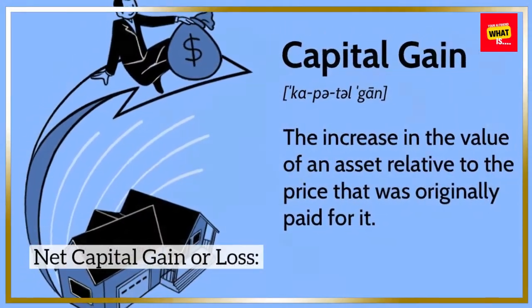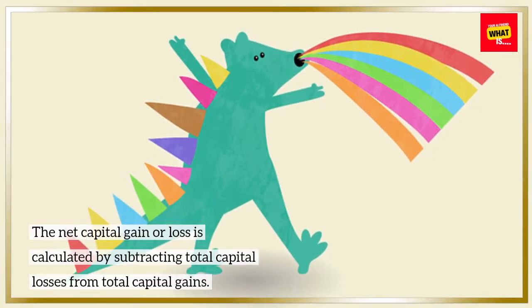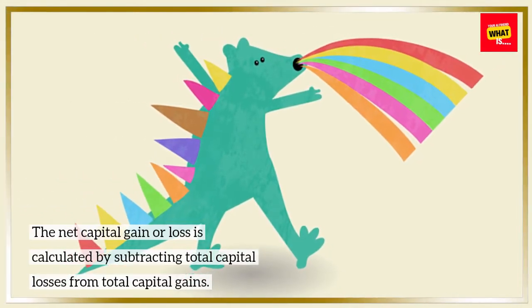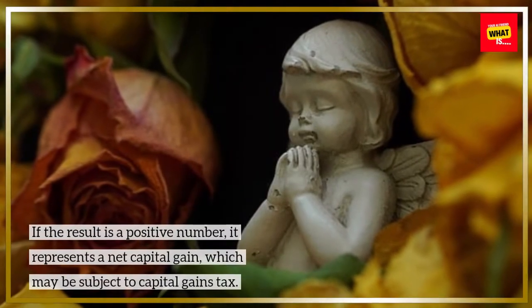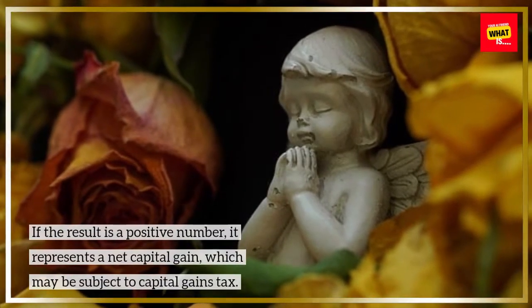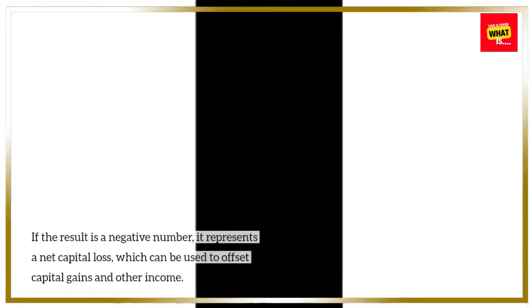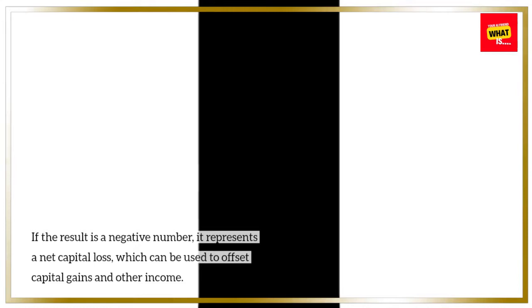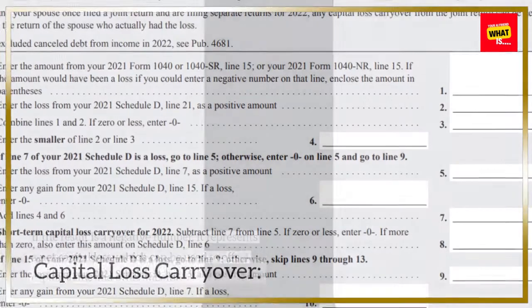Net capital gain or loss. The net capital gain or loss is calculated by subtracting total capital losses from total capital gains. If the result is a positive number, it represents a net capital gain, which may be subject to capital gains tax. If the result is a negative number, it represents a net capital loss, which can be used to offset capital gains and other income.